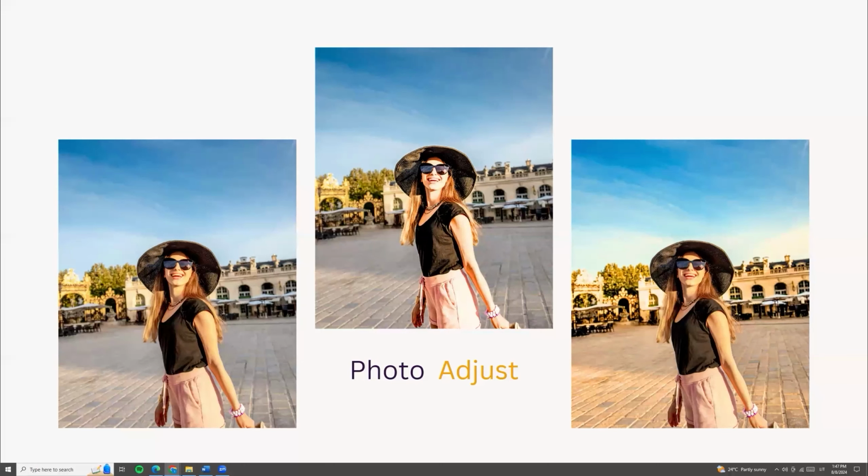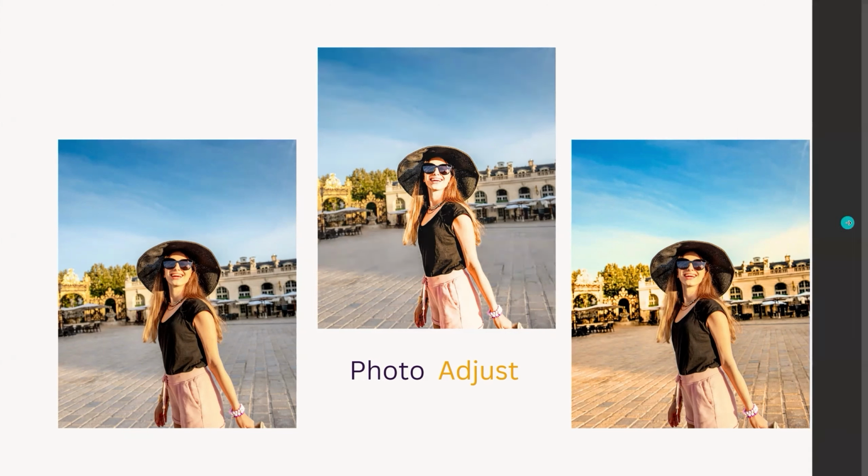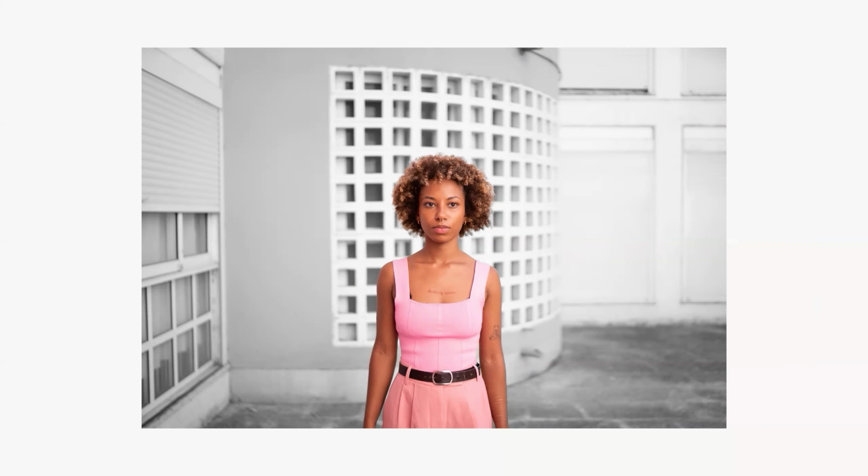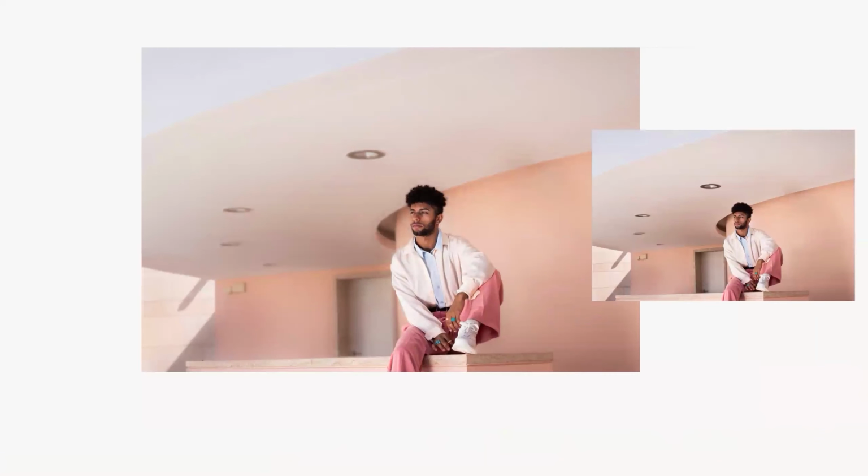Topic: Photo adjust. We will talk about how to adjust the front of the photo or just the background, and I will show you some interesting tricks, like how to make the background black and white and the foreground color. And the second trick, how we can make the blur effect in our photo background.